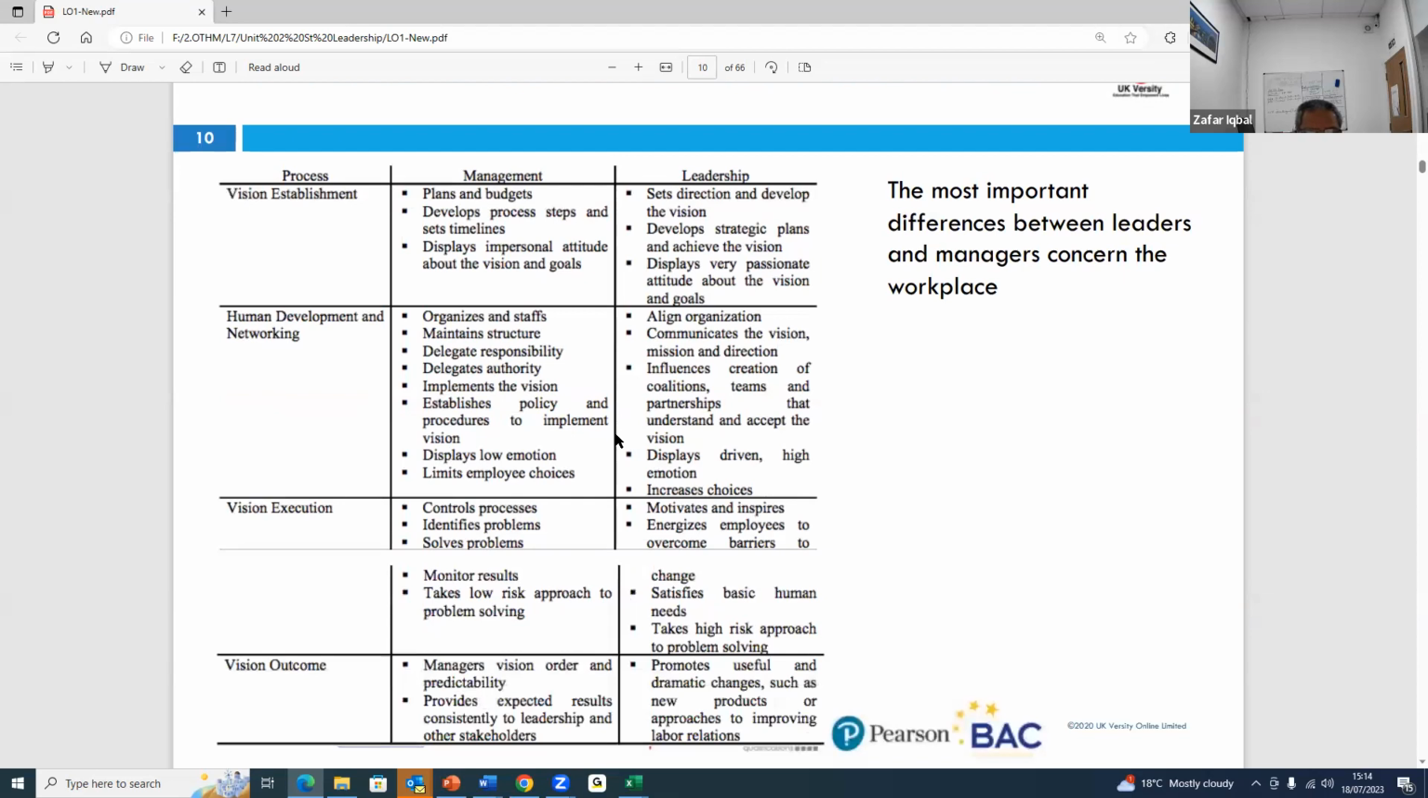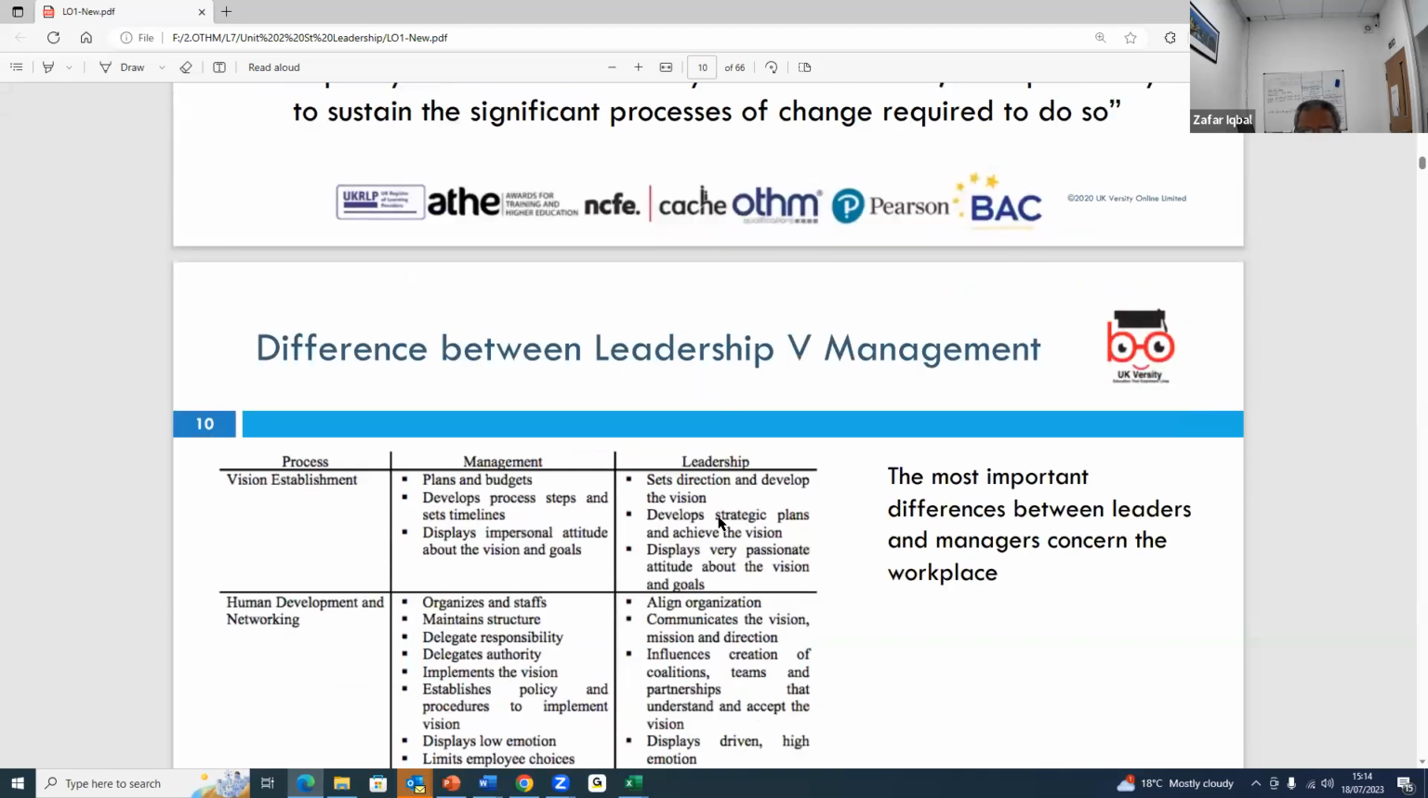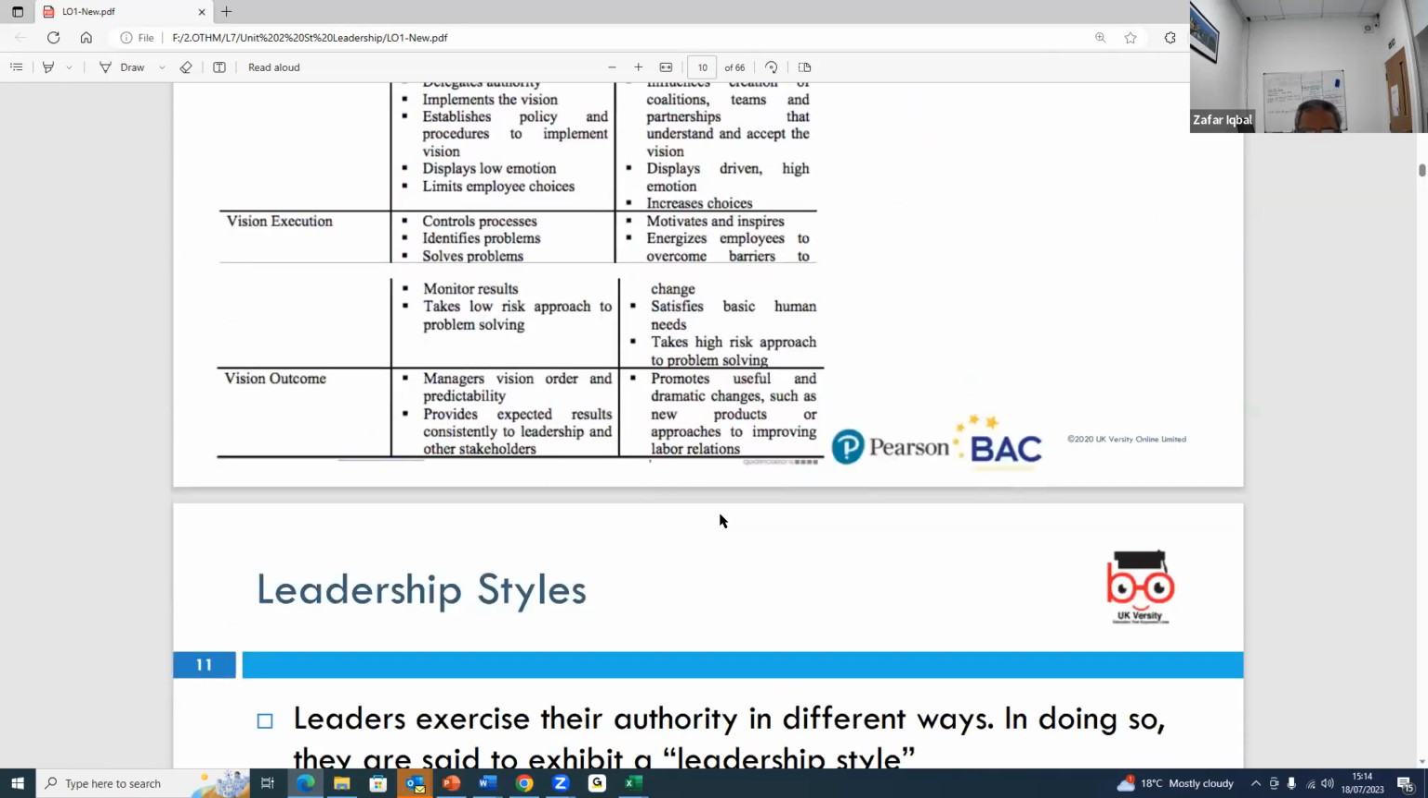When we look at vision execution, for example, managers are in the process of controlling and identifying and solving issues or solving problems, whereas leaders try to motivate and energize and overcome barriers to change. So there are distinctions between leadership and management, and you should look in more detail at the differences.